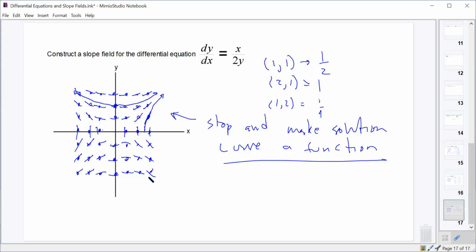Okay. Any other questions on how we construct the slope field and what it is before we transition into how to actually solve this differential equation, because we will be able to solve this.